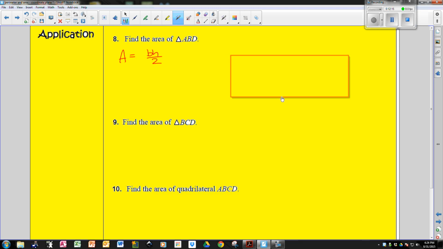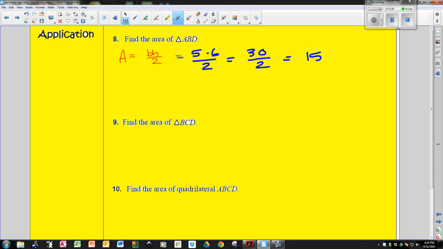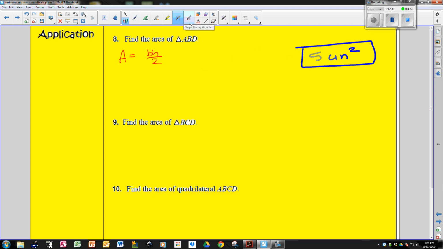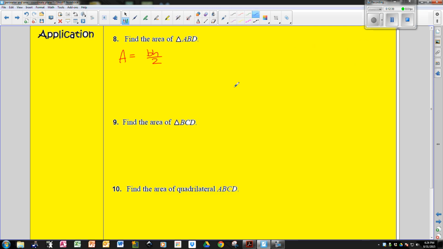I'm not real sure what just happened there. Let's write that out again. 5 times 6 divided by 2 is 30 divided by 2, which is 15 units squared. All right, so we're writing with a normal pen. I don't know what keeps happening. 15 units squared. So 5 times 6 divided by 2, 30 over 2, 15.